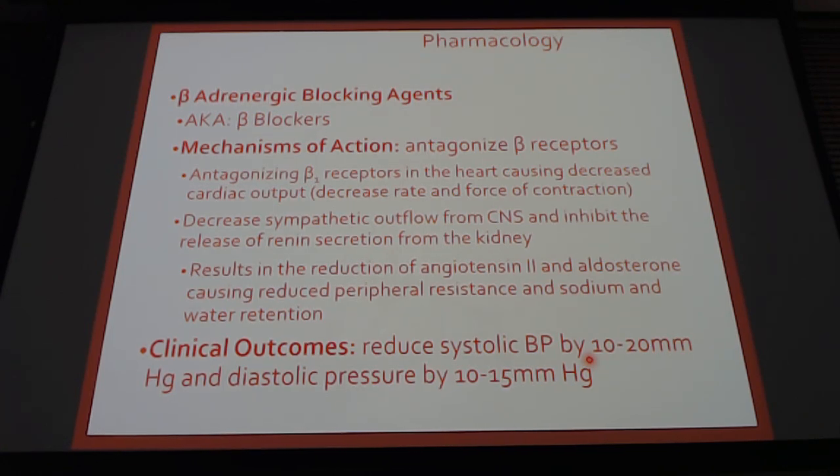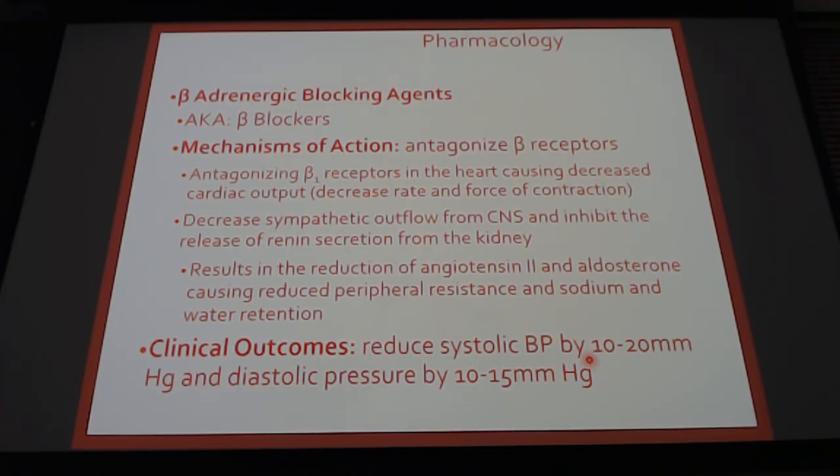So when we talk about beta 1, we have beta 1 in our heart, and 2 is where? In our lungs, right? So when we're looking at this, I'm focusing on the heart, right? So I'm blocking those receptors that are mainly located on the heart, and therefore I decrease my cardiac output, right? So if I can decrease my cardiac output, I am decreasing my blood pressure, okay? So that's what these are doing.